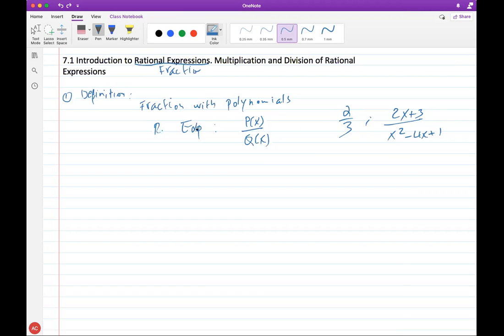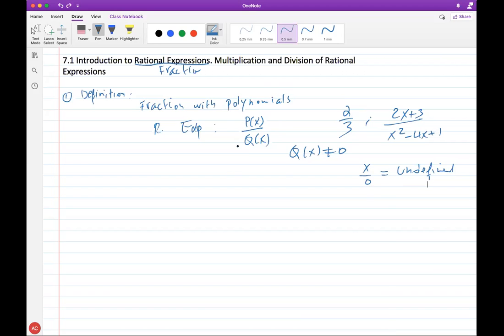So again, rational expressions are just fractions which happen to have polynomials. And of course, just like with any fraction, you don't want the bottom to be 0. So q of x, whatever is in the denominator, it cannot be 0, because division by 0, as you know, is undefined. If you divide any number by 0, this is basically undefined. If you try that in the calculator, divide anything by 0, you will get some error message saying undefined or something like that.